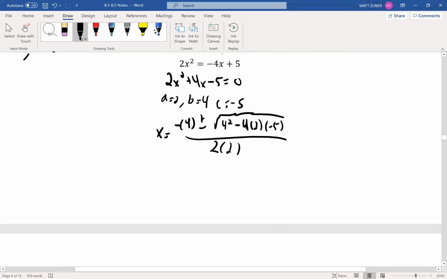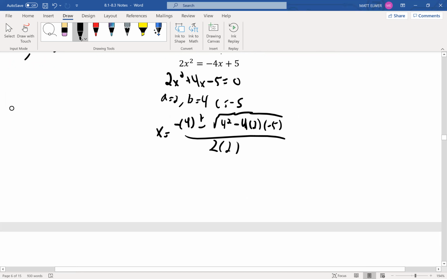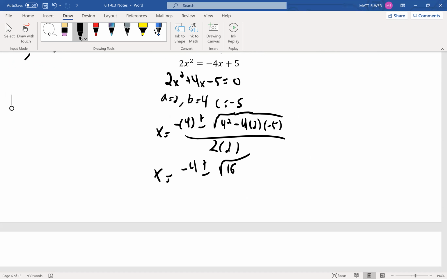Okay. Notice that we get negative 4 over here. We get 4 on the bottom. And then when we simplify this, we get 16 plus, what? Let me write that down just to make sure I'm doing it right. So x equals negative 4 plus or minus the square root of 16. We get 2 negatives, right? So that turns into a positive. We get 4 times 2 times 5. We get 40, right? So we get plus 40 over 4, right?